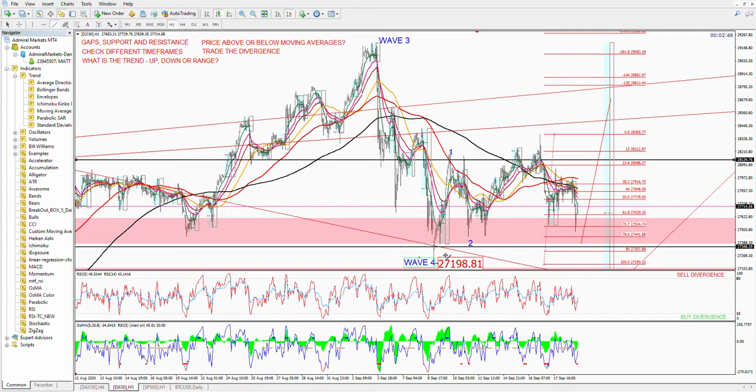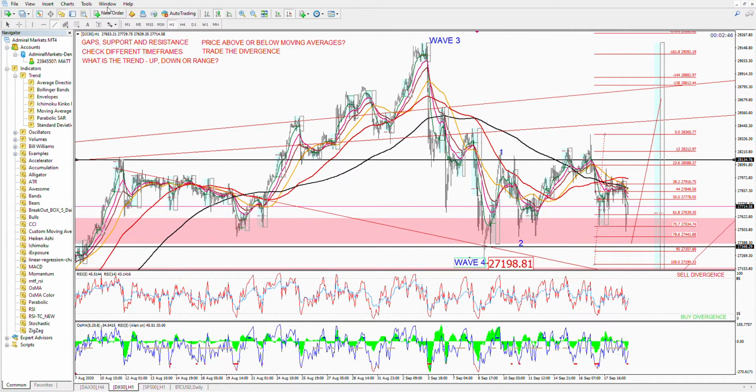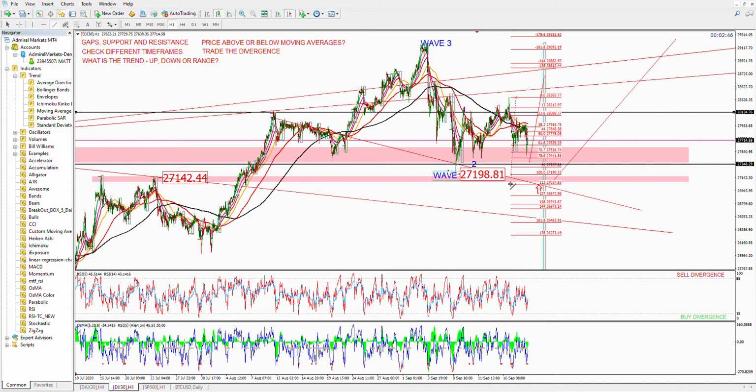Again, if we break wave 4, then it's opened up for a new correction down, so it's a double correction, so it could have some lower levels. So that's what you're looking at, in my opinion. You want to be looking around this level.